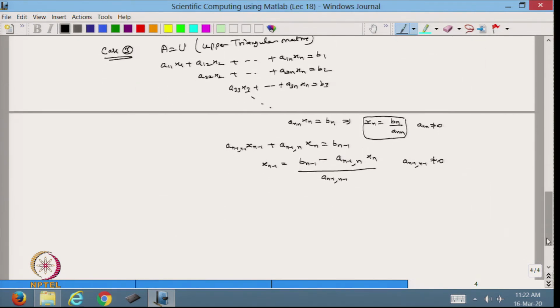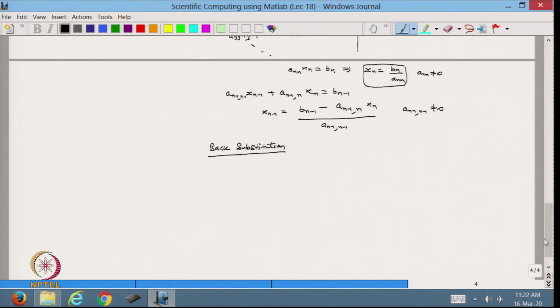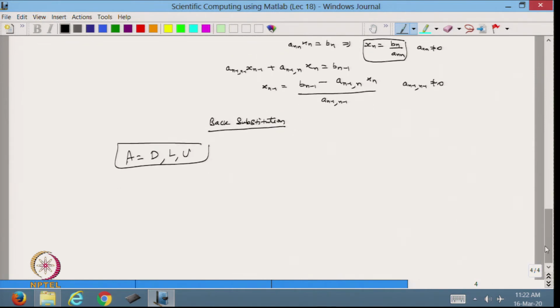So, in this way we are able to find all the values of the variables xn, x(n-1), and so on down to x1, and the direction will be from down to upward. So, this process is called back substitution. Now we have seen that if my matrix A is of the type D, L, U, then we are able to solve the system very easily, and we are able to find the solution exactly.